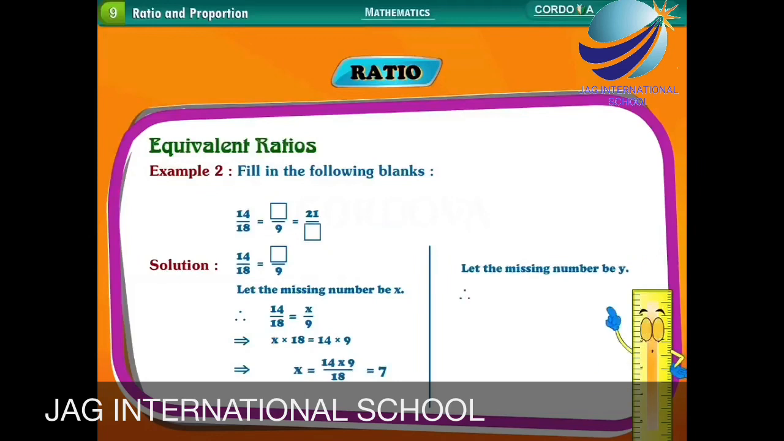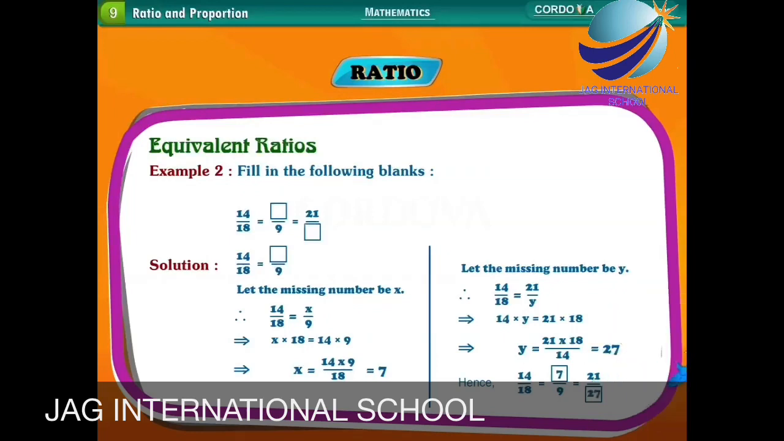Let the missing number be y. Therefore, 14 upon 18 is equal to 21 upon y. This implies 14 into y is equal to 21 into 18. This implies y is equal to 21 into 18 upon 14, which is equal to 27. Hence, 14 upon 18 is equal to 7 upon 9, which is equal to 21 upon 27.